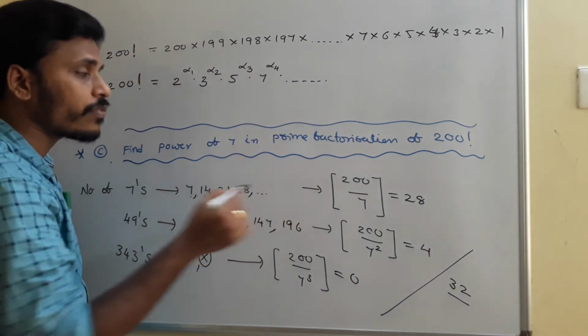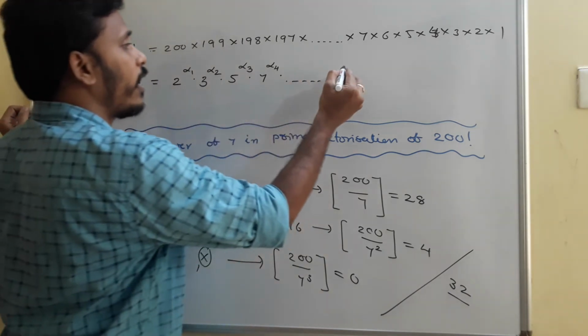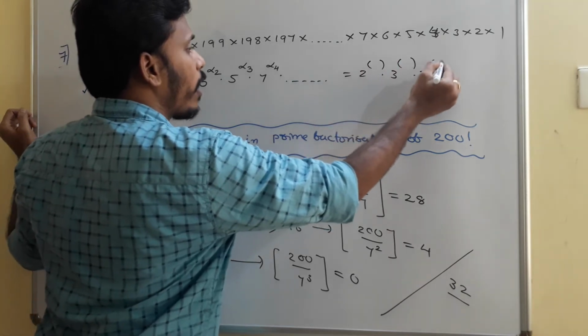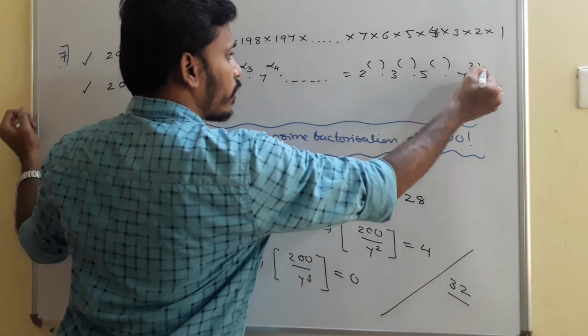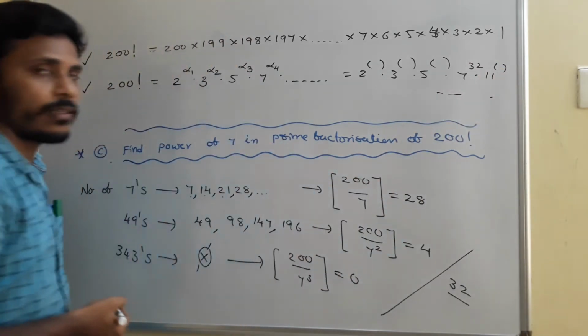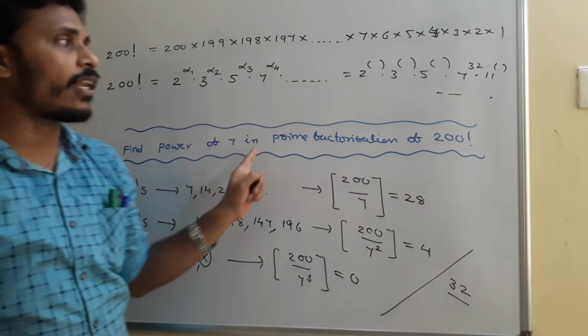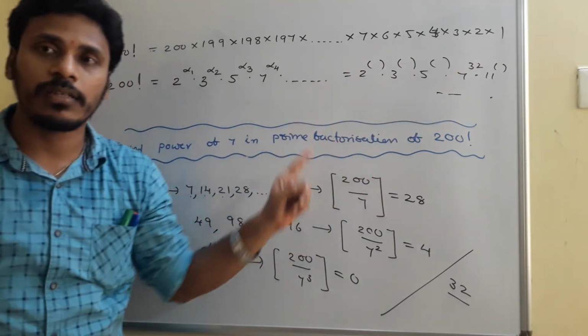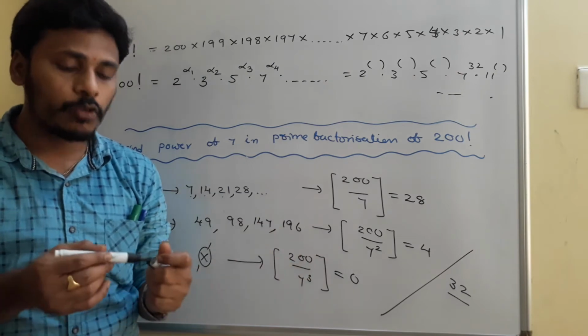So since the number of 7s is 32, in this result, see, 2 power something you will get, 3 power something you will get, 5 power something you will get, and 7 power 32. After that, the next prime number is 11 power something. It goes on like that. Since here we are concentrating on the power of 7, you just pay attention to this 32, and your answer is 32.